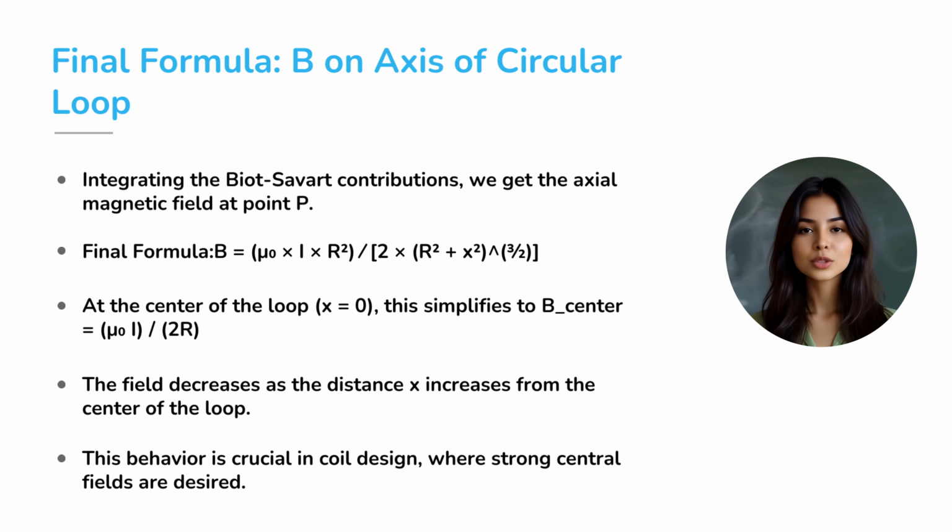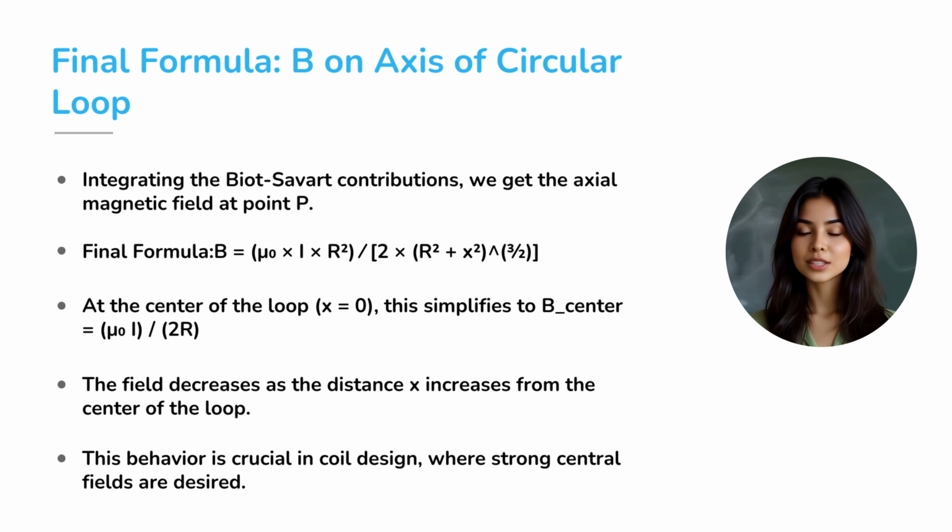Now, let's get to the result. When we integrate the Biot-Savart expression for the entire loop, we arrive at a beautiful, compact formula. B equals mu naught I r squared divided by 2 times the quantity r squared plus x squared raised to the power 3 by 2. This formula gives us the magnetic field at any point x along the axis of the loop.